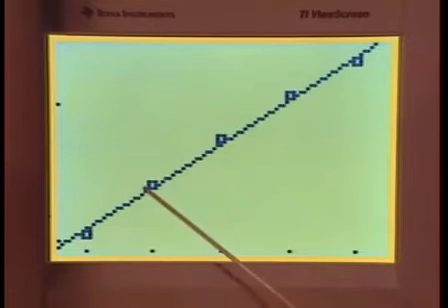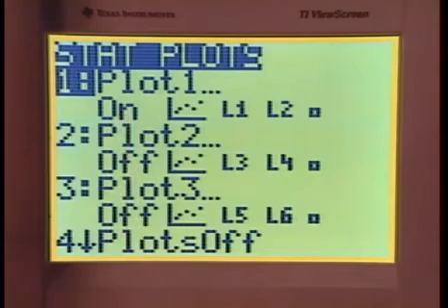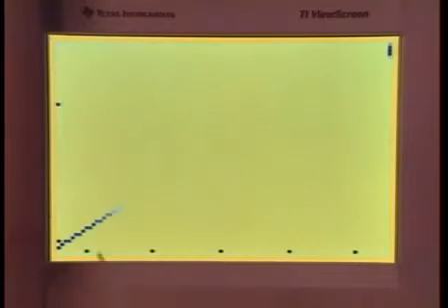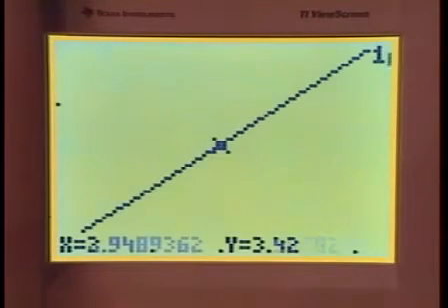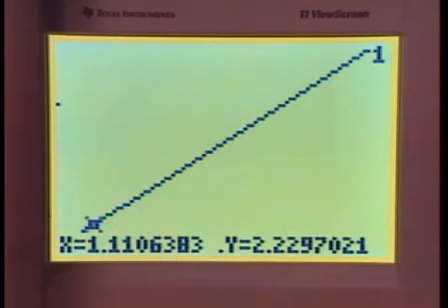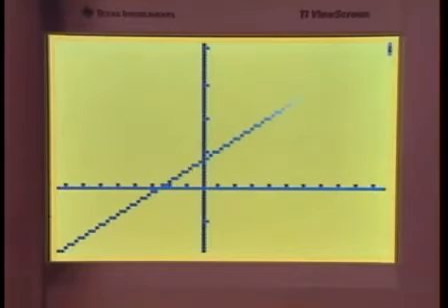Now, I'm going to delete these and just have the line and zoom out to see where it lives. So let's turn the stat plots off. We go down to 1. We want to turn it off. And now we go back to graph and we have all the points we want. We're still within the window of our experiment, so if we were to trace and zoom out, let's trace at center the spider here and zoom out around this. We go to zoom, 3 is zoom out, and now we have the line.